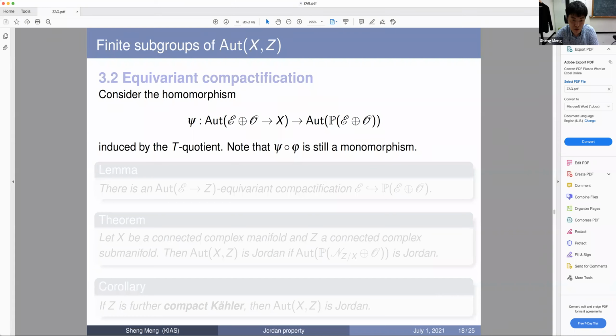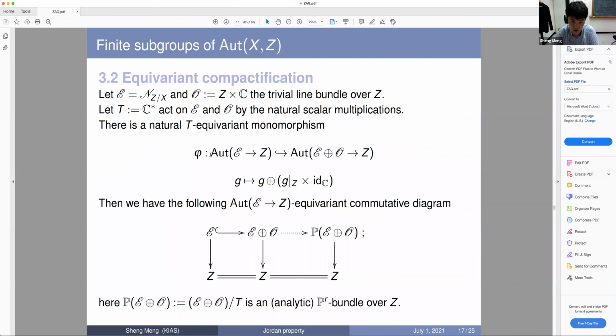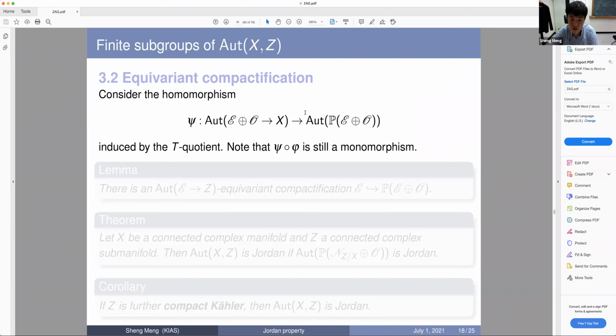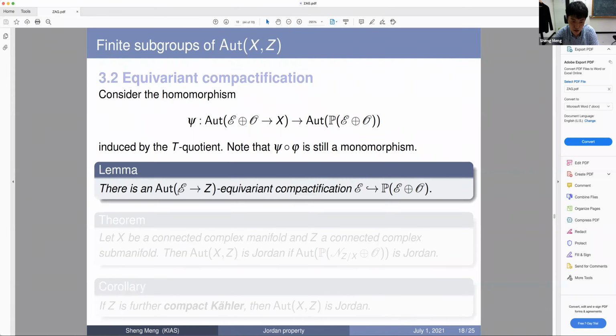Now we consider the homomorphism. So now we have the compactification from E to the projective bundle of E sum with O, and we have the group homomorphism of this group to this group by the natural T quotient. By composing with this group homomorphism, and together with this group homomorphism, we show that this is still a monomorphism. So this is still injective. Together, we see that there is a natural equivariant compactification from E to P(E direct sum with O).